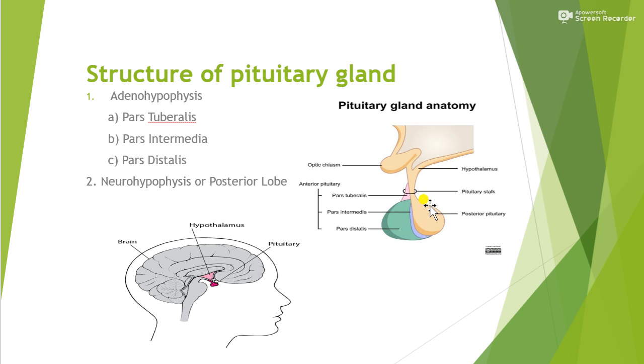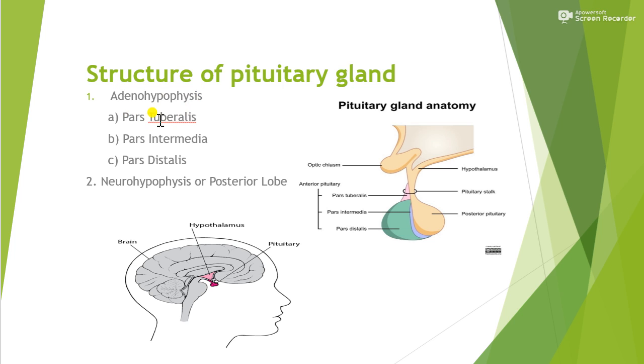The adenohypophysis arises from the roof of the buccal cavity in the form of an outgrowth, and that is called Rathke's pouch. And the neurohypophysis, that is the posterior lobe, originates as a downgrowth from the floor of the diencephalon in the forebrain. Now we see first the adenohypophysis, which consists of three parts.